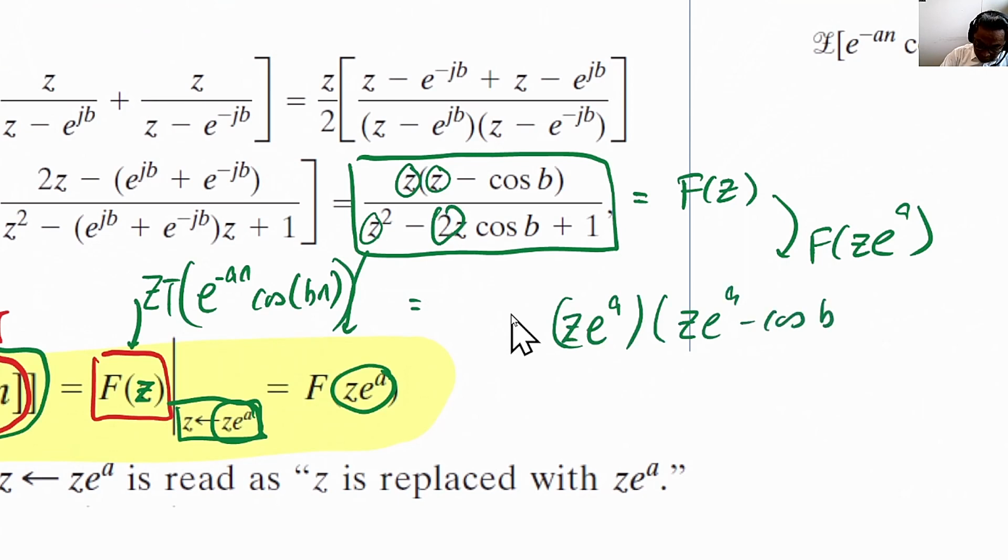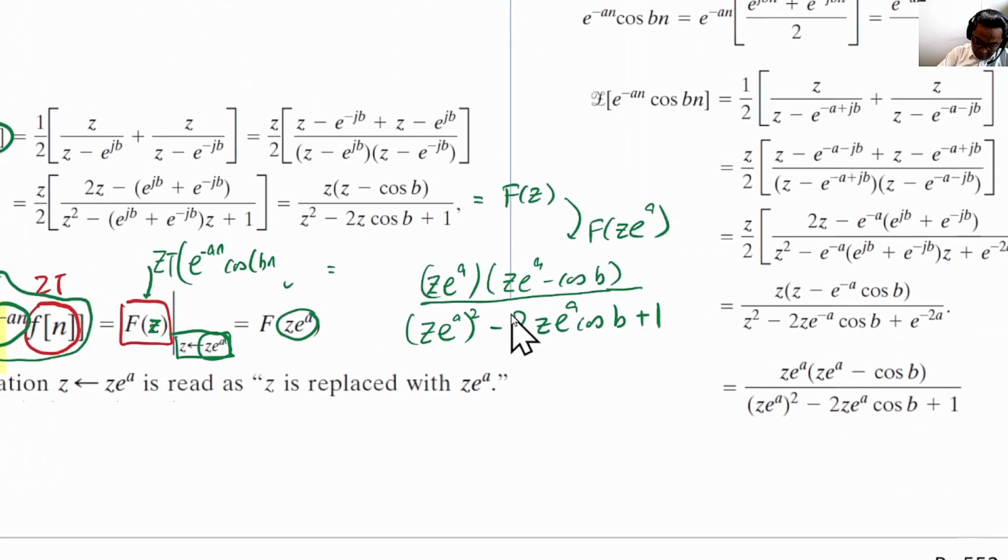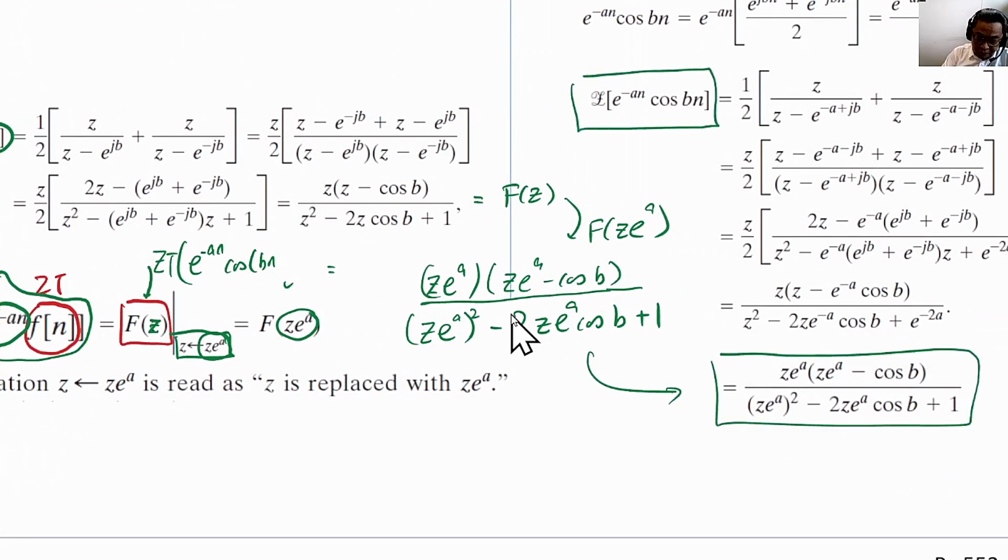So we get z e^a minus cos(b), divided by (z e^a) squared minus 2 z e^a cos(b) plus 1. Let's compare. This expression is the z transform of e^(-an) times cos(bn). So it looks exactly the same.